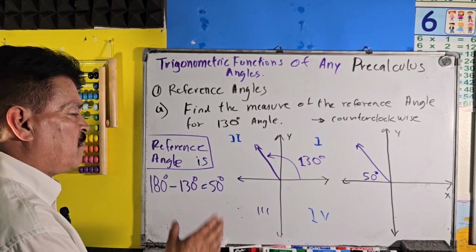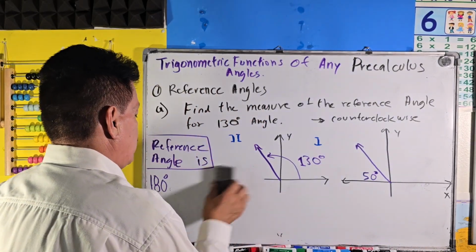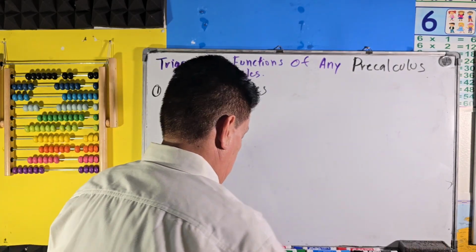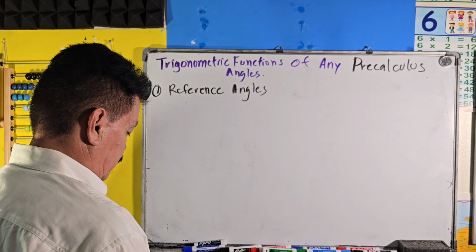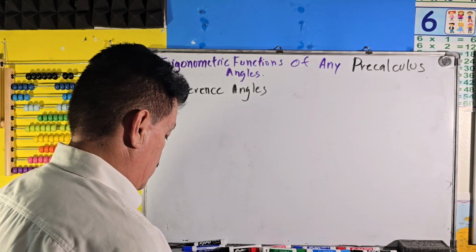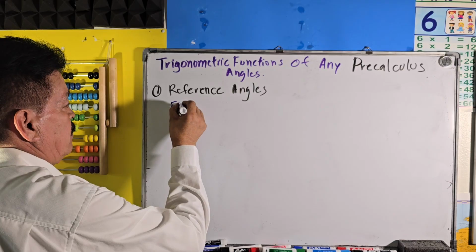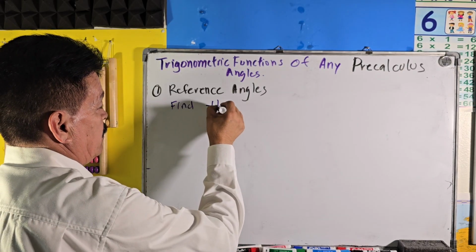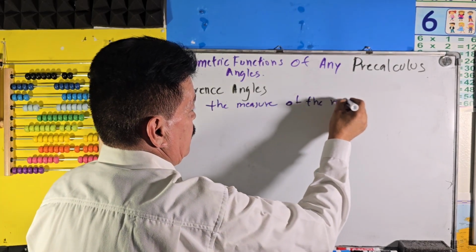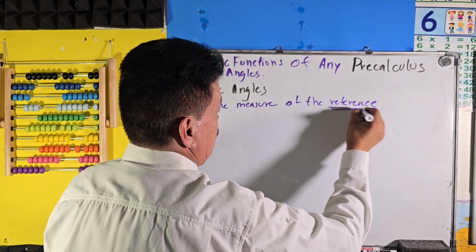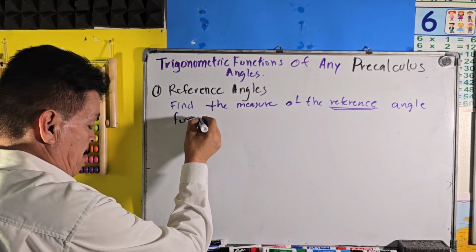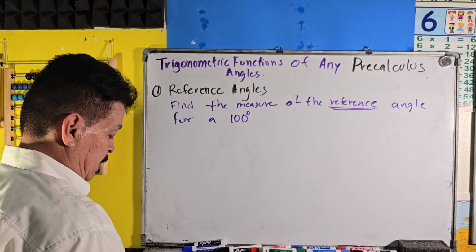It's very simple. Just think a little bit. Let me show you another problem similar to this one, and then it will be easy for you to find the answer. Here we have to find the measure of the reference angle for 100 degrees.